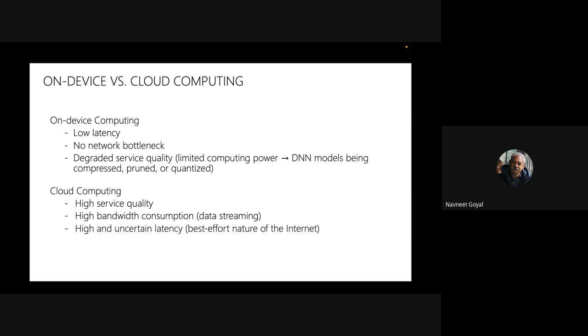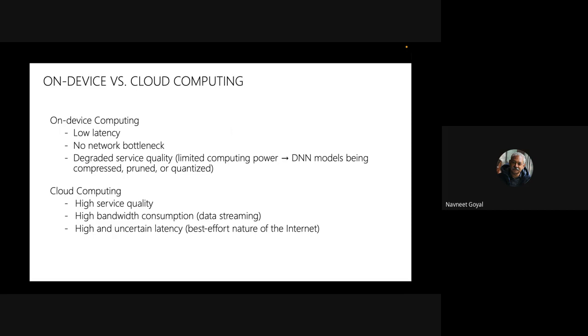This is just a quick comparison between on-device computing and cloud computing. There have been performance gains, like you must have seen when we switched from, say, Hadoop to Spark. So similar kinds of gains we are expecting here as well. So, on-device versus cloud computing.